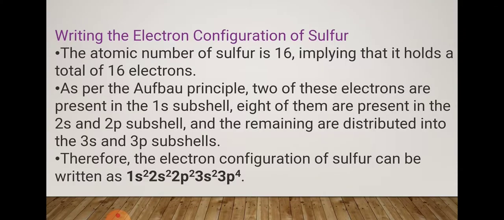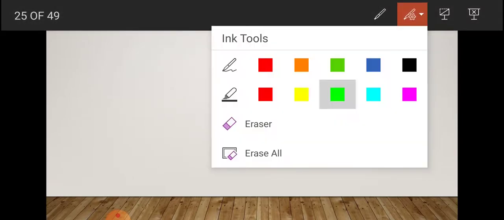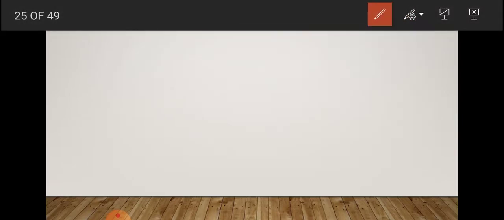Now let's see the electronic configuration of sulfur. First is the small element nitrogen. What is the atomic number of nitrogen? Hydrogen, helium, lithium, beryllium, boron, carbon, nitrogen. 7.